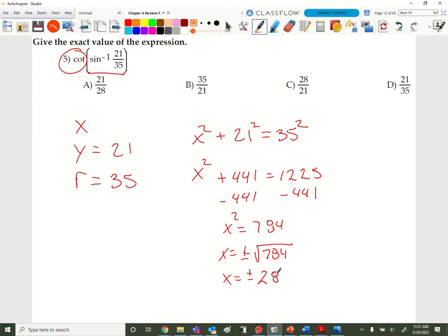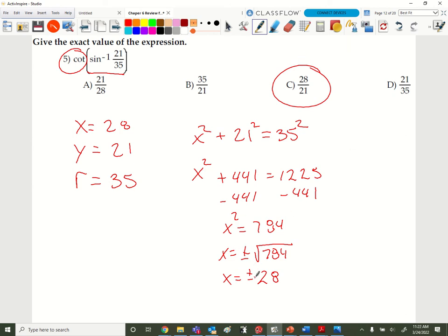Now, it's going to be a plus or minus 28, and if sine is positive, that means x is also going to be positive. So, I'm going to get positive 28 here. And since I'm looking for cotangent, which is x over y, so 28 over 21. Bam! Right there. Or, I can just plug it in the calculator, see what I get.